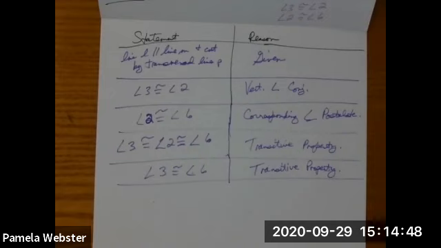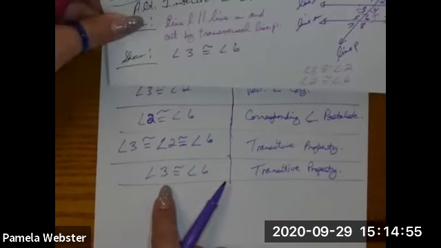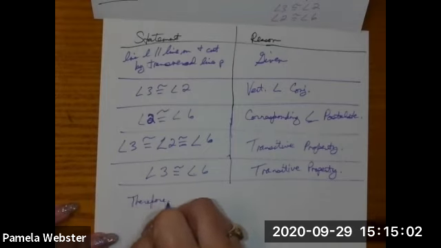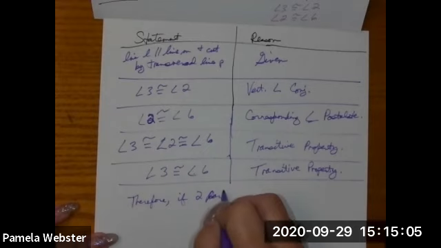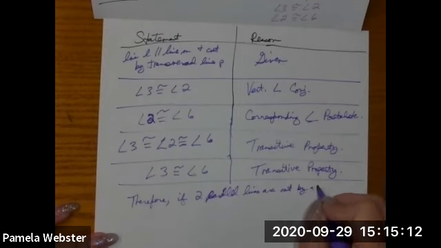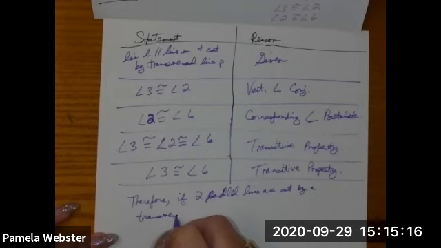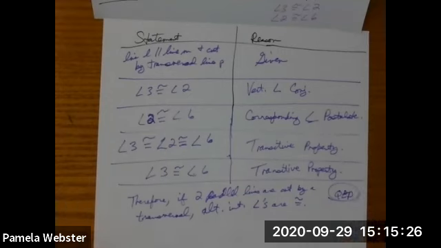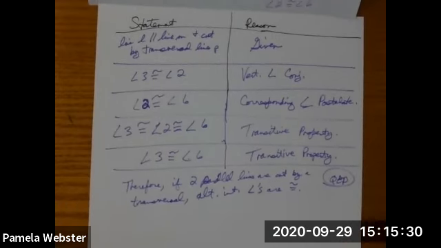Okay, and so now what? Need a statement. That's what I was trying to prove, right? That was my show, so I'm done. Therefore, if two parallel lines are cut by a transversal, alternate interior angles are congruent. Quite eloquently done. Yes, absolutely. Two parallel lines are cut by a transversal, then the alternate interior angles are congruent. Very good. All right, so that gets you number 2.